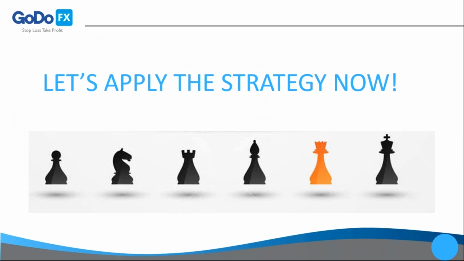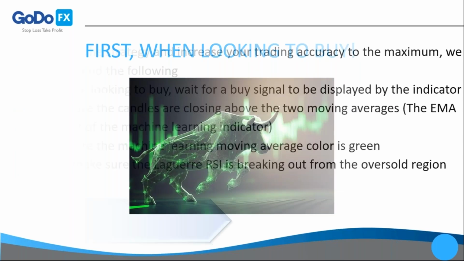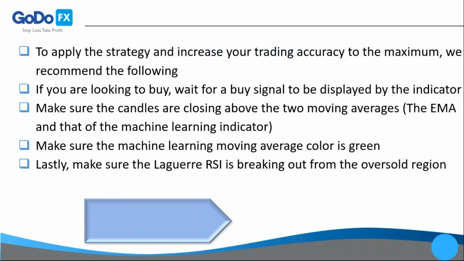So let's now apply the strategy. First, when we are looking to buy, to apply the strategy and increase your trading accuracy to the maximum, we would recommend you to do the following. If you are looking to buy, wait for a buy signal to be displayed by the indicator. Make sure the candles are closing above the two moving averages, the moving average of the EMA and the moving average of the machine learning indicator. Make sure the machine learning moving average color is green. Lastly, make sure the regular RSI is breaking out from the oversold region.